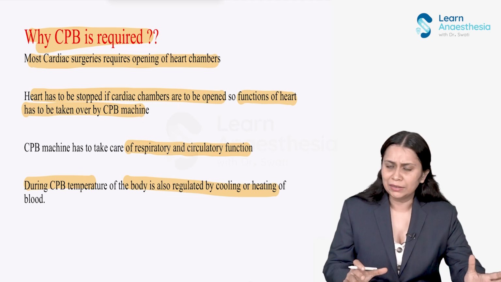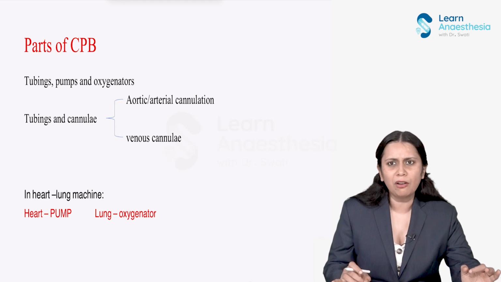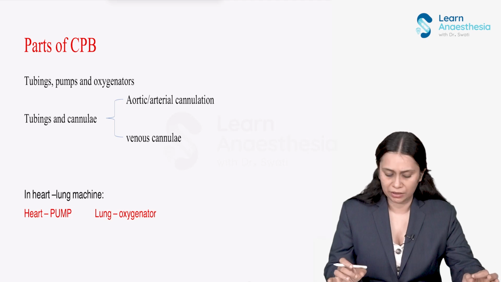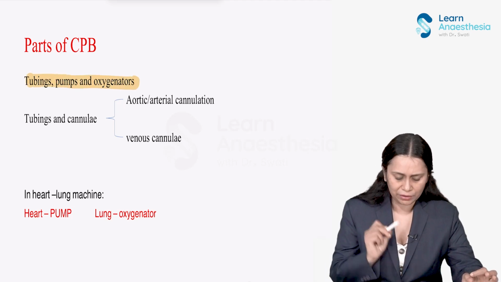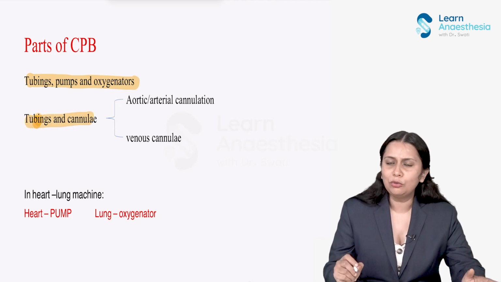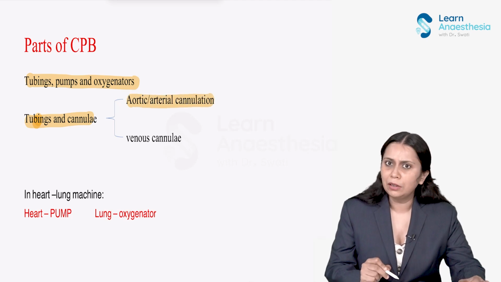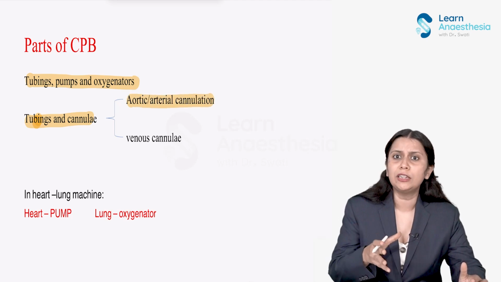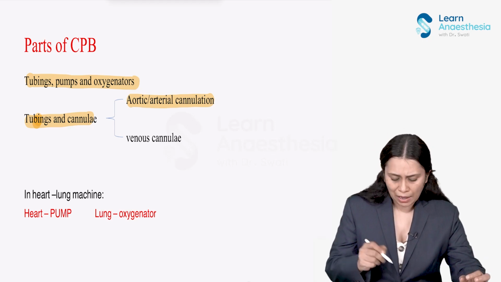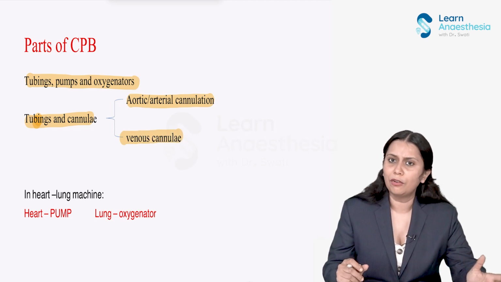So let us discuss what are the important parts of CPB. So CPB comprises some tubings, some cannulas, and a very important part called the oxygenator. So tubing, pumps and oxygenator. Now, tubing and pump, the cannulas, we have to put two important cannulas. The arterial cannulation has to be done. Arterial cannulation will take the oxygenated blood to all the organs, and the venous cannula would remove the blood from the heart.